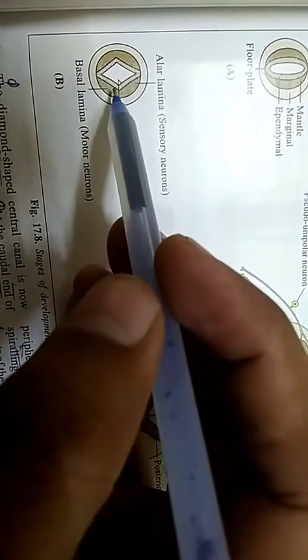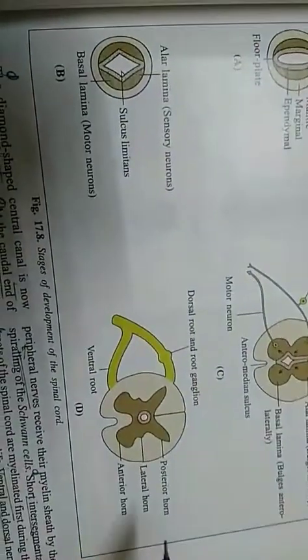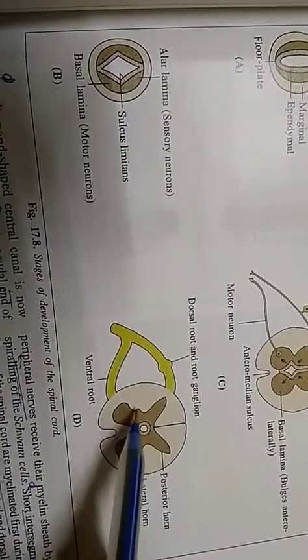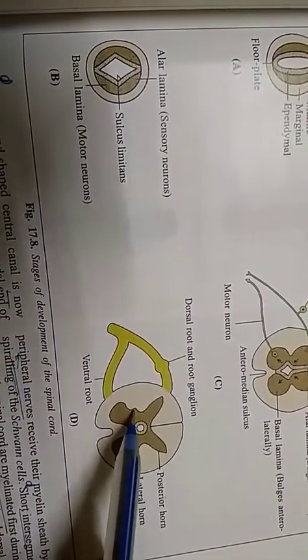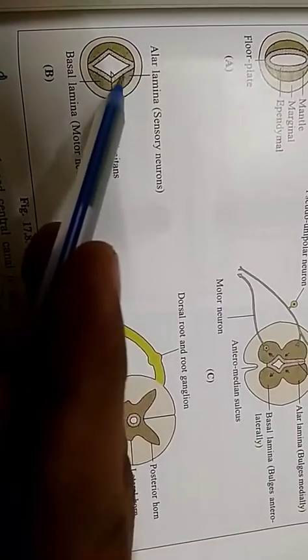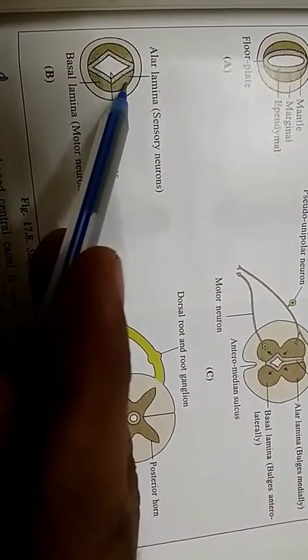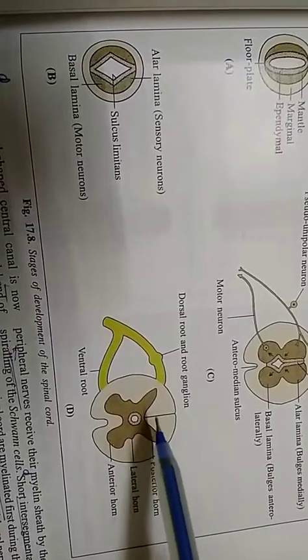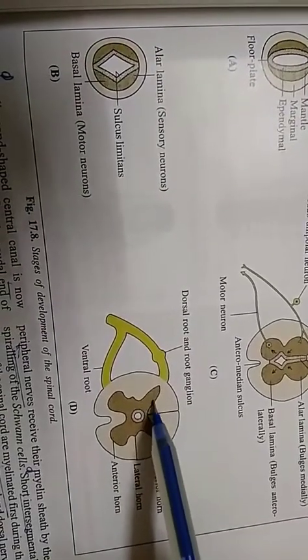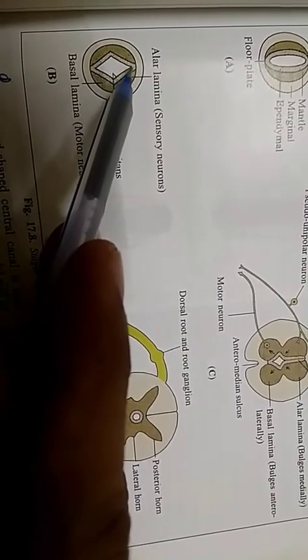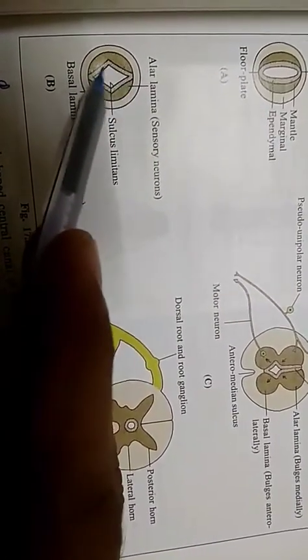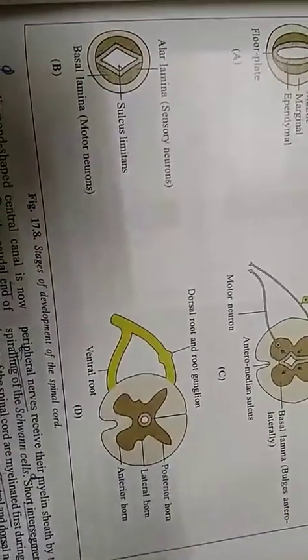The basal lamina is motor in function and it leads to development of anterior and lateral horn of the spinal cord, whereas alar lamina is sensory in function which leads to development of posterior horn of the spinal cord. At this stage, the cross section of the central canal of spinal cord is somewhat diamond shaped.